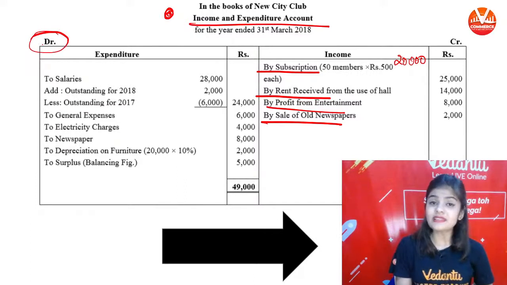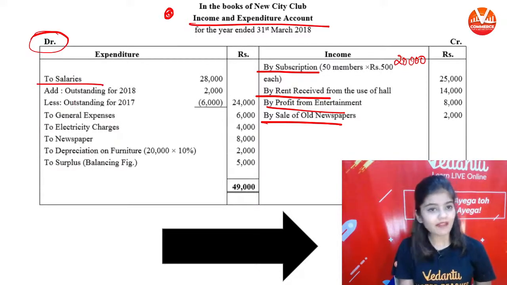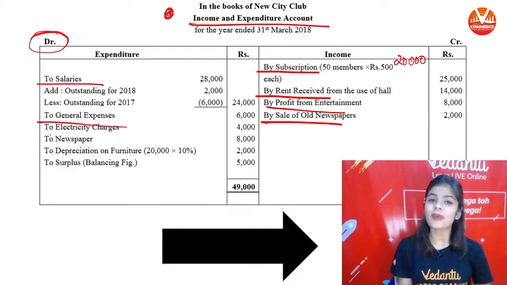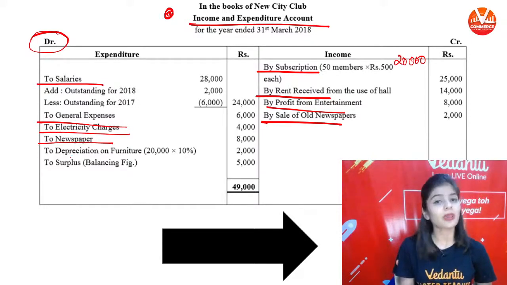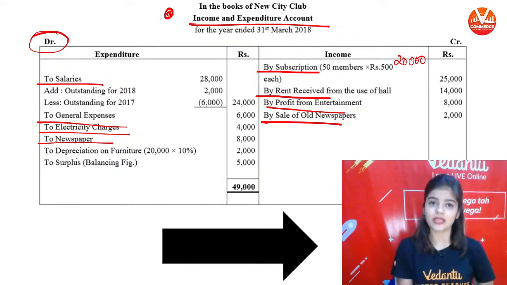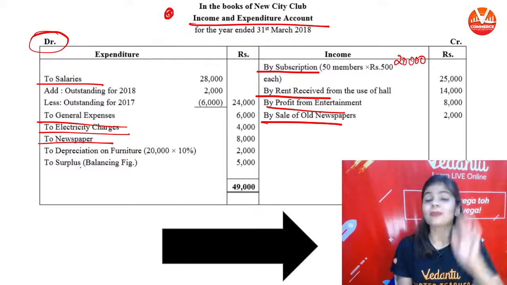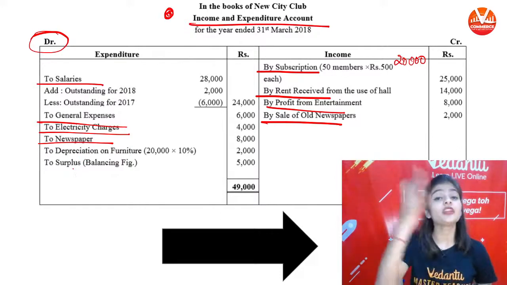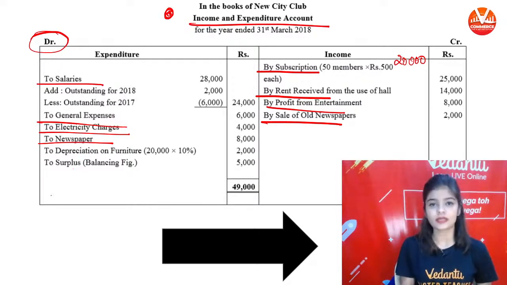On the debit side of the income and expenditure account, you will record all the expenses. So, salary, we have recorded general expenses, electricity charges and newspaper. 4 revenue expenses on the debit side. So we have recorded the revenue expenses, and we have recorded the revenue income.